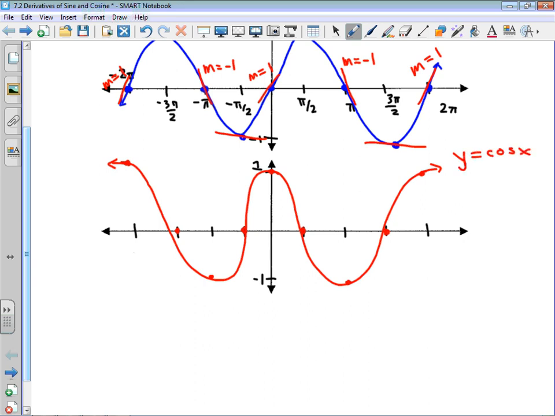Now, what this allows me to say is because we use the slope concept and the derivative concept on my sine x graph, then what I can say is that the derivative with respect to x of sine x, or the derivative of sine, is cosine.